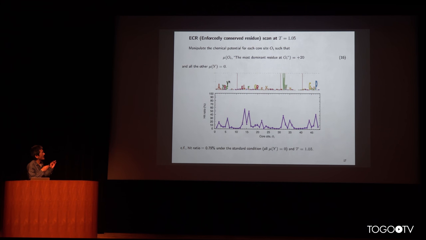Conversely, I can enforce the most conserved dominant residue at each site. So I force the most dominant residue at each site and let other residues adapt freely. In this case, I simulate at high temperature. So without this perturbation, the sequences are mostly unnatural. The default heat ratio is 0.79, so it's very low. But by enforcing these residues, we'll find a significant amount of sequences are quite similar to the natural sequences.